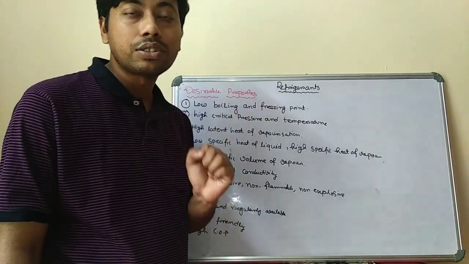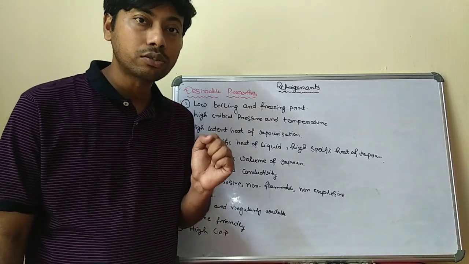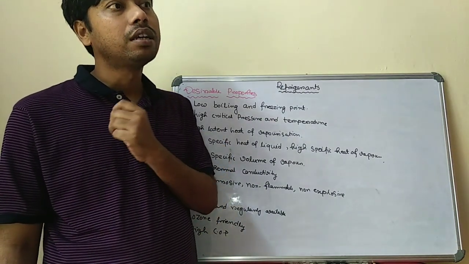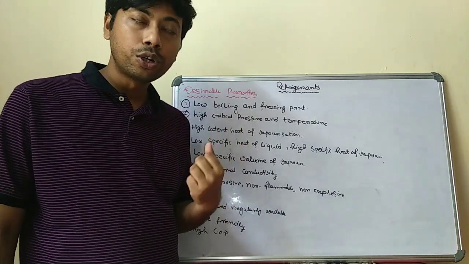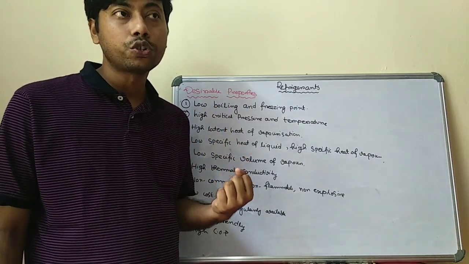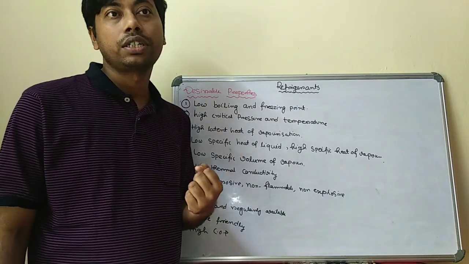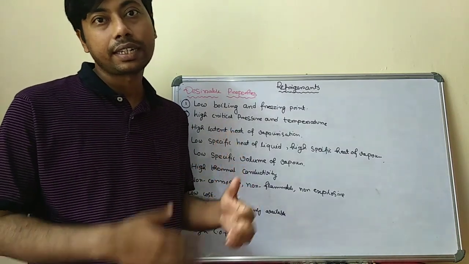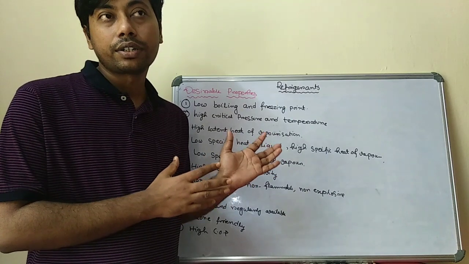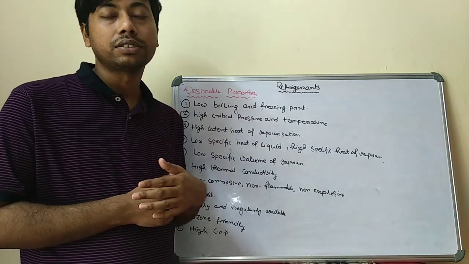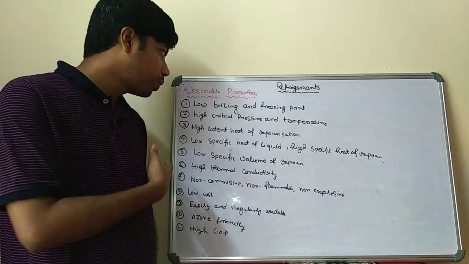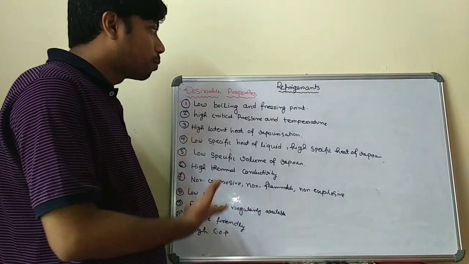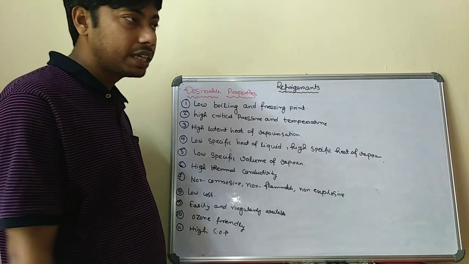And obviously a high COP. High COP means, as you know, the coefficient of performance, which indicates the capacity or refrigerating effect that can be produced. So the COP should be high, so that you can choose a refrigerant that suits your particular application. These are the desirable properties. In this way you can select a particular refrigerant.